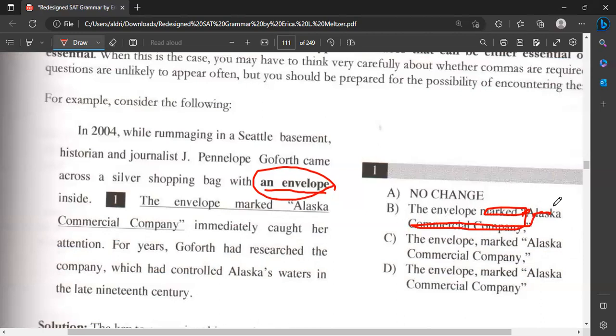Okay, look, in 2004, while rummaging in a Seattle basement, historian and journalist J. Penelope Goforth came across a silver shopping bag with an envelope inside. So there was only one envelope. So the envelope immediately caught her attention, right? So we can remove this. The envelope immediately caught her attention. Why? Because we know there's only one envelope. So the part that says marked Alaska Commercial Company, that's non-essential. That's just modifying. It's just giving you extra information about the envelope. It doesn't really matter what the envelope was called or what was marked on it, because there's only one envelope. It says a bag with an envelope. So our answer is C.